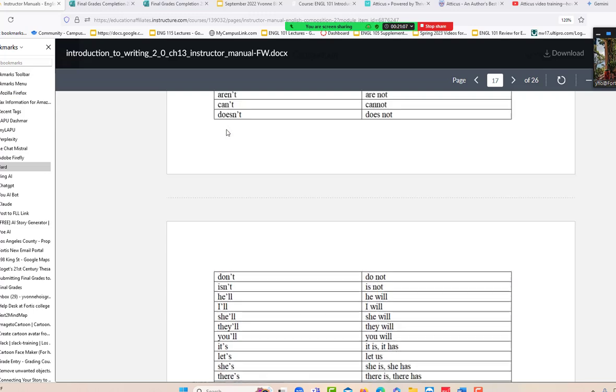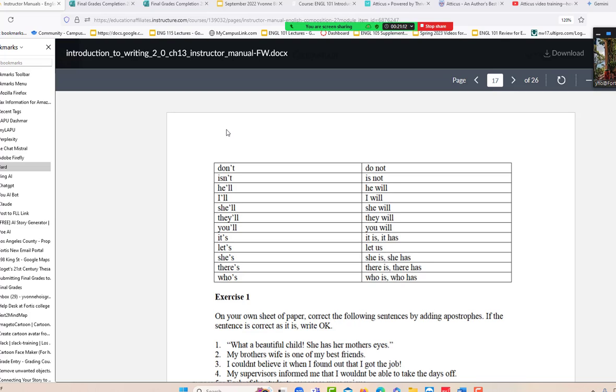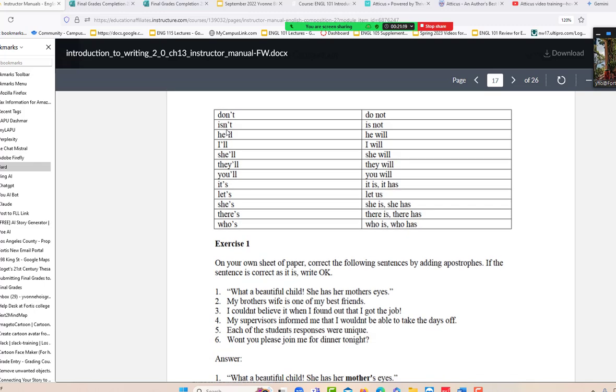And so all of the contractions for these words: aren't, can't, doesn't, don't, isn't, he'll, I'll, she'll, they'll, you'll, it's, let's, she's, there's, who's. Contractions are used when you are speaking informally and in casual conversation. But when you write your academic papers, you need to write out your contractions. So when you write your academic research papers, don't use contractions. Instead of saying, I don't have a response, you would say, I do not have a response.